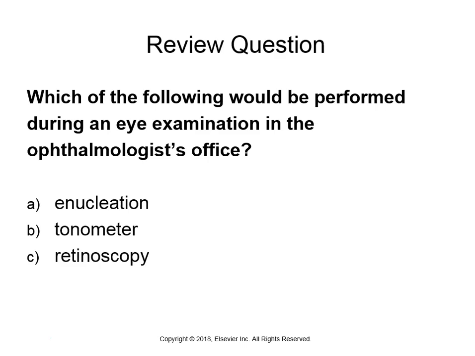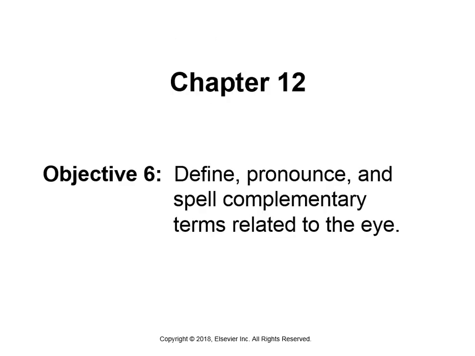Really, it's hard to say. So enucleation, definitely not, because that's kind of a full eye removal surgery. Tonometer measures pressure. You would definitely want to do this in an ophthalmologist's office. Retinoscopy is generally done by an optometrist, but when an ophthalmologist is looking at the general structure and function of the eye, they could do retinoscopy too.